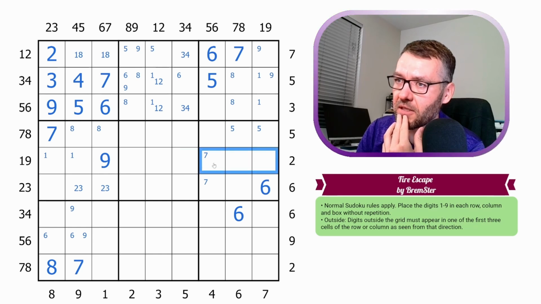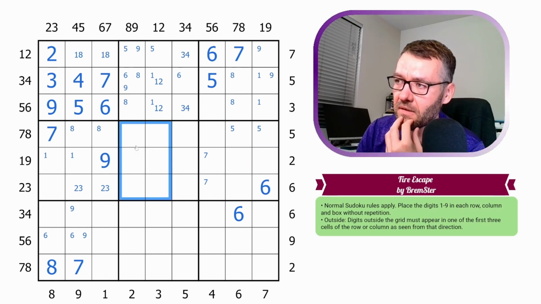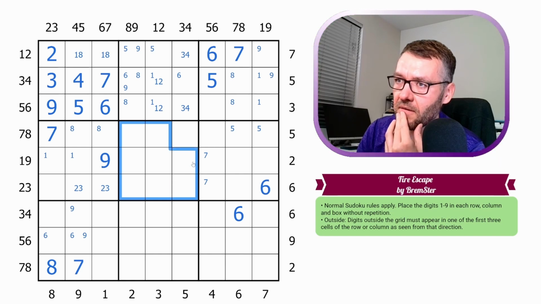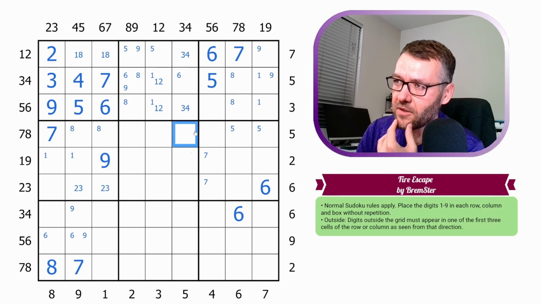Because we need a 2 going in here. So where does the 2 go in this box? It can't go here. Can't go here. Can't go here or here. Oh, okay, I don't know why I said 2 had to go in one of these two. It can go in one of these 3.